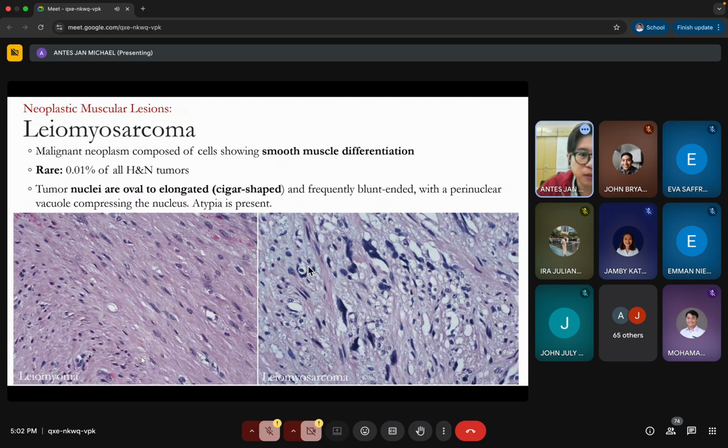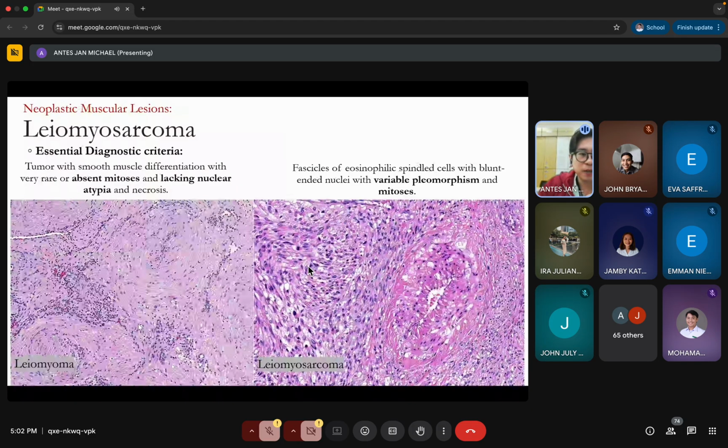Now here, when you see that this is similar to a blood vessel, if it's a benign counterpart, it's called angioleiomyoma, right?